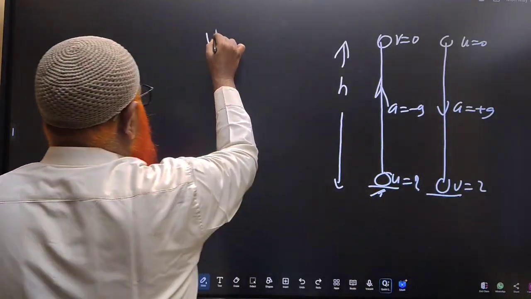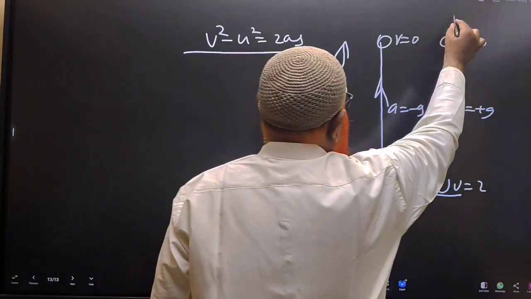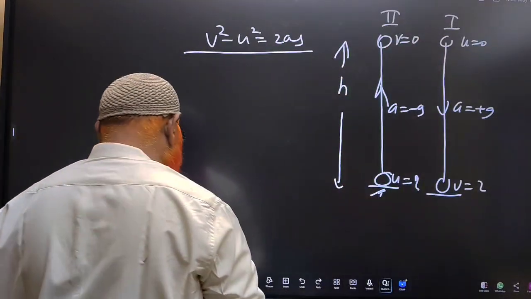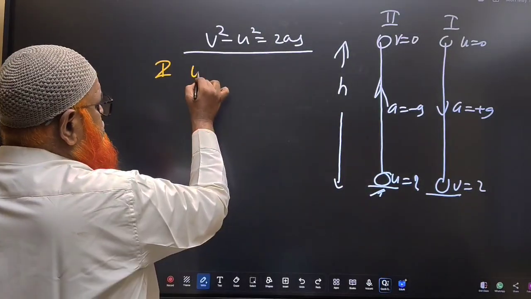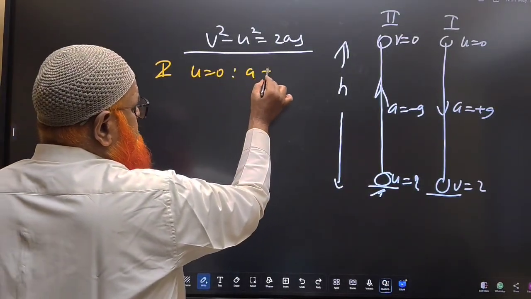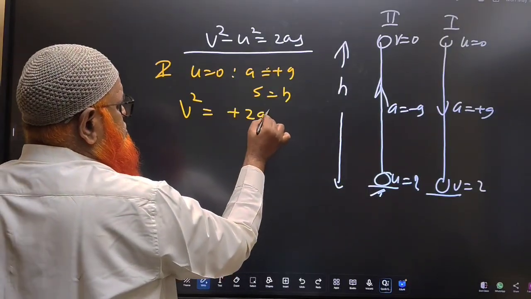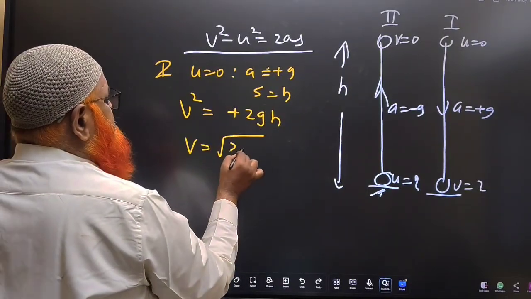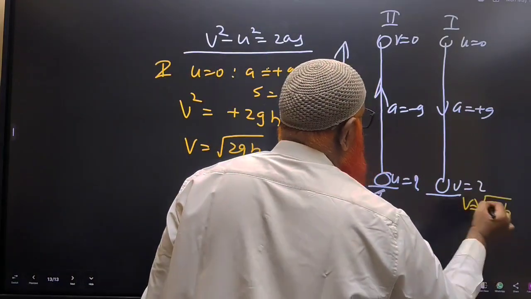So from this you'll understand one thing, v square minus u square is equal to 2as is going to be the general formula, and this is the first case, this is going to be the second case. Let me take the first case here now. What is that? In the first case, okay, u is equal to 0 and a is equal to plus g and s is equal to h. So v square is equal to plus 2gh. So v is equal to square root of 2gh. I got this. It is nothing but v is equal to square root of 2gh.